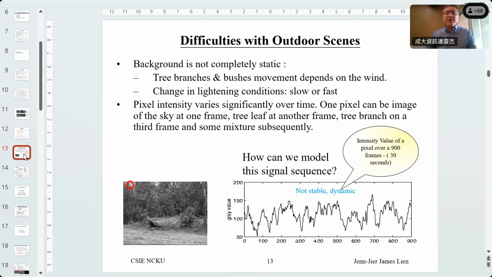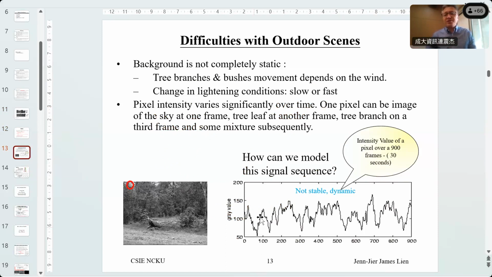So one method, I teach you one method. I should say the most common method is using the Gaussian modeling. The Gaussian modeling. So back to our purpose, I try to teach you the Gaussian modeling.